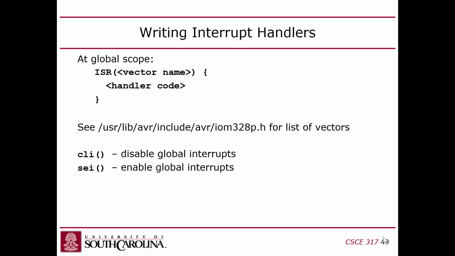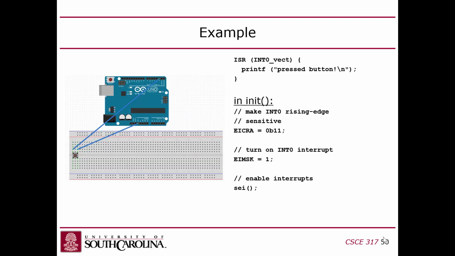So as I mentioned, there's 26 vectors. Each one ends with _vect. It's usually pretty obvious which one you want. So I used int0_vect, and then I made that a function and just put printf "push button". This is assuming that I've got the board connected to the UART as well, so I can do it. Otherwise, printf won't do anything. You guys with me? Okay.